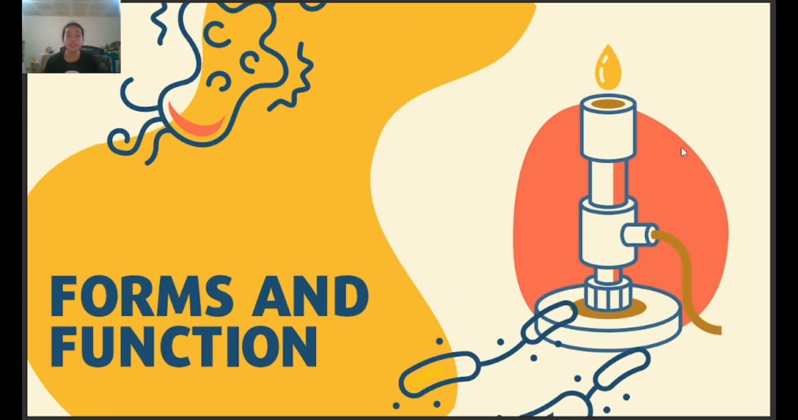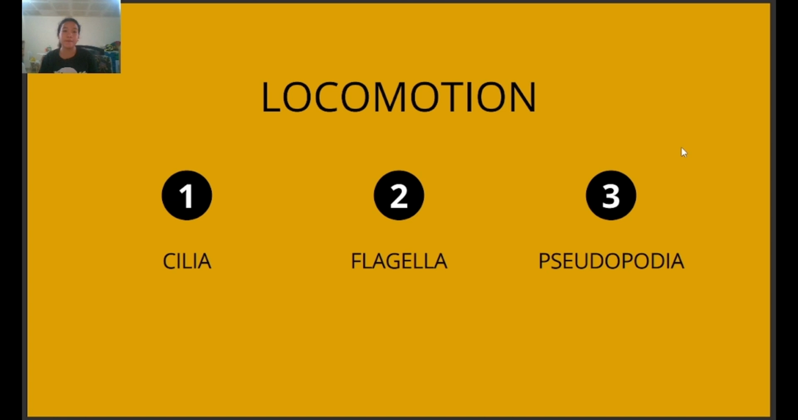So in the forms and function, there are three types of locomotion: the cilia, the flagella, and the pseudopodia.